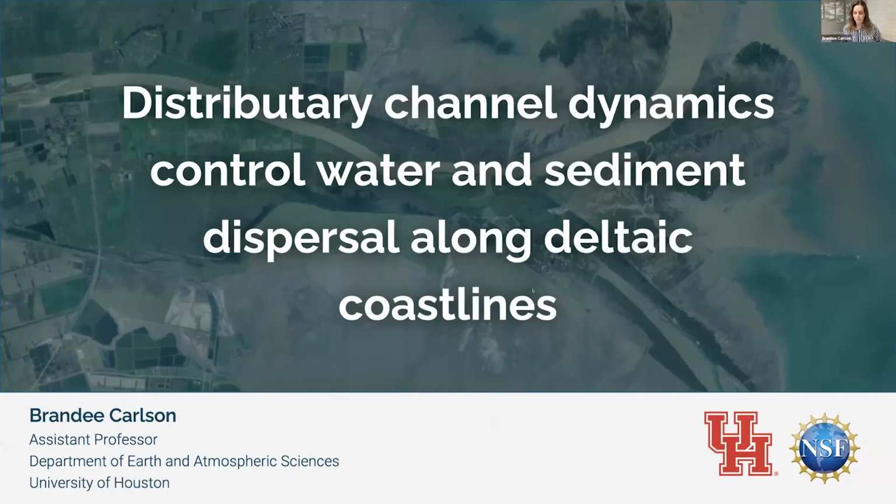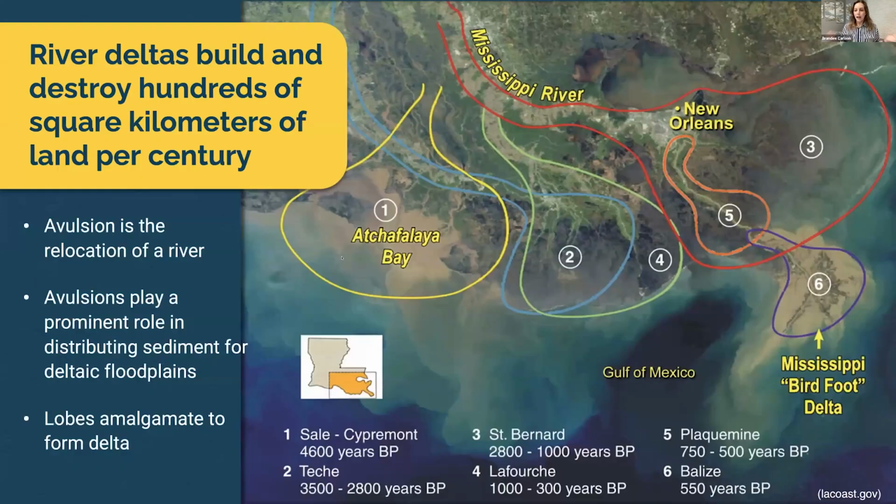So thanks for that introduction. Today I'm going to talk largely about the Yellow River Delta, and I'm going to talk about how channel networks on deltas change and shift, and how that controls the dispersal of water and sediment to deltaic coastlines. So naturally, river deltas can build and destroy hundreds of square kilometers of land per century. And this happens through a process called avulsion, which is simply the relocation of a river.